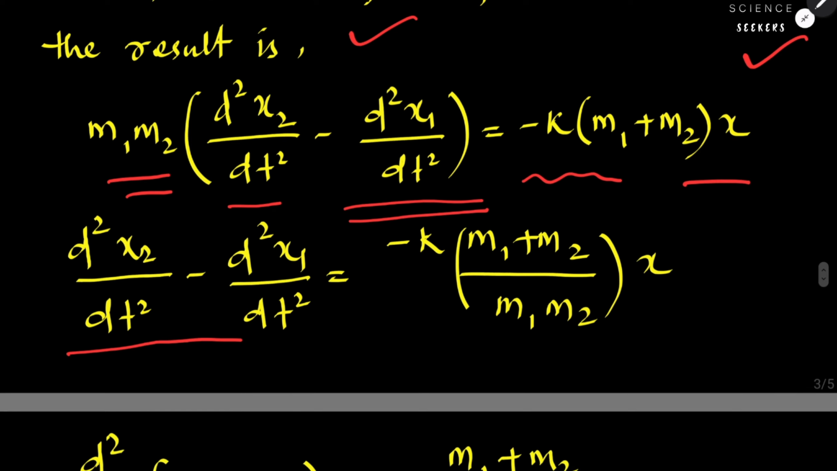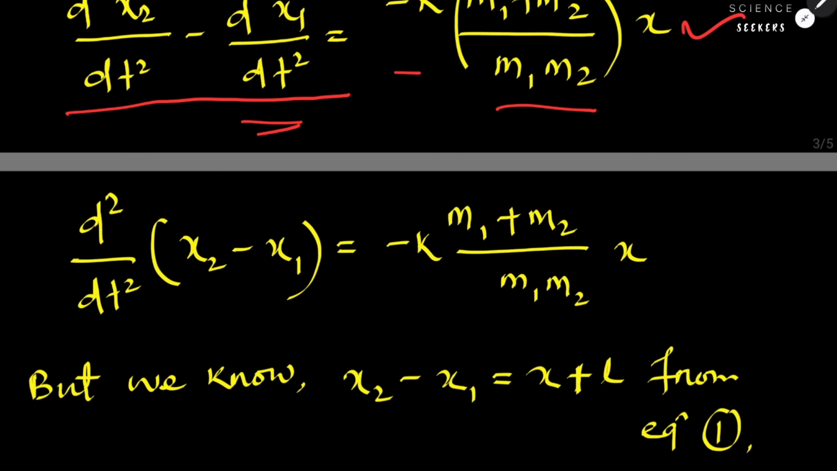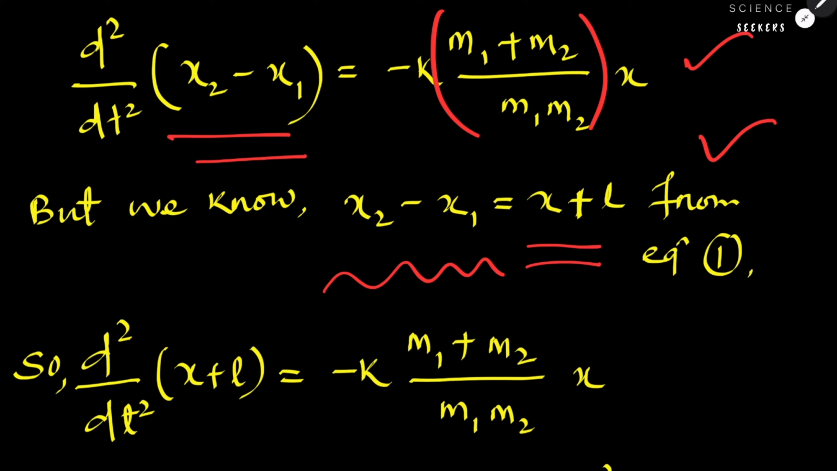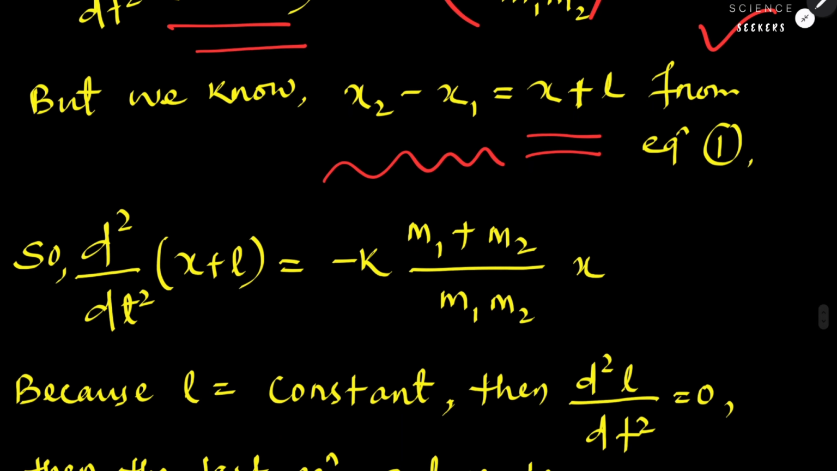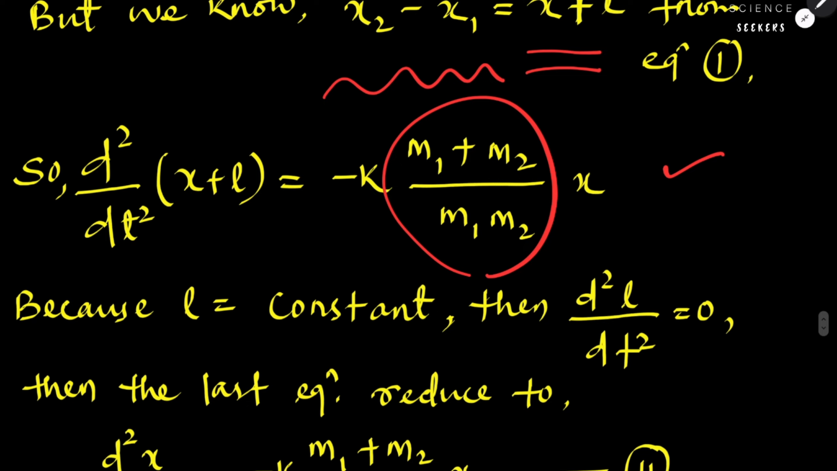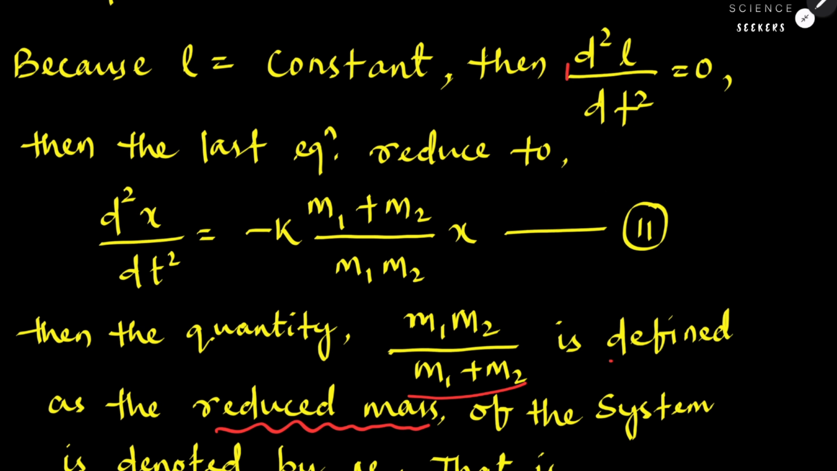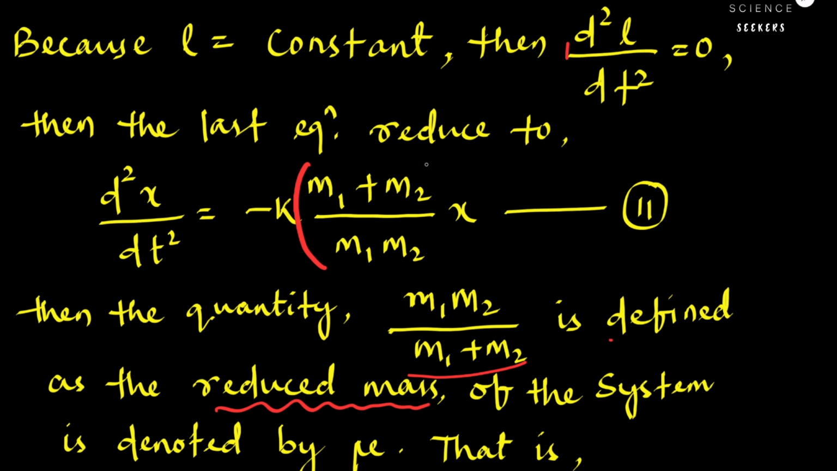So d square x2 by dt square minus d square x1 by dt square is equal to minus k whole into m1 plus m2 by m1 m2 whole into x. So d square by dt square whole into x2 minus x1 equals minus k whole into m1 plus m2 by m1 m2 into x. But we know that x2 minus x1 equals x plus L from the first equation. Here we put this value, and we get d square by dt square whole into x plus L equals minus k whole into m1 plus m2 by m1 m2 into x. Because L is a constant, d square L by dt square will also be 0. Then the last equation reduces to d square x by dt square equals minus k whole into m1 plus m2 divided by m1 m2 whole into x. That is equation 2.